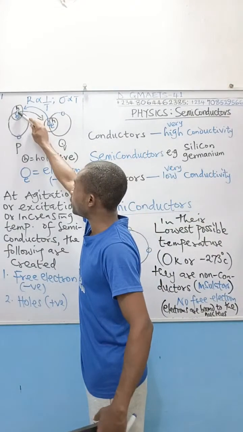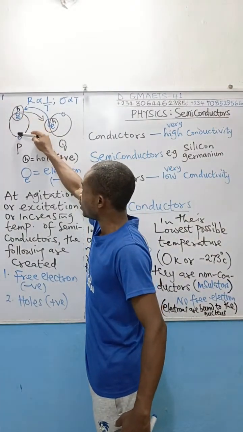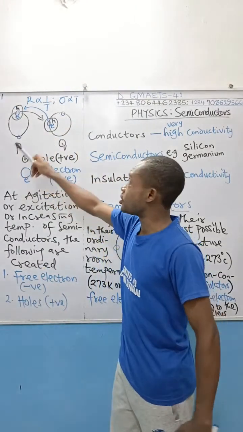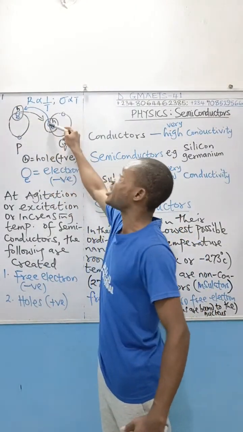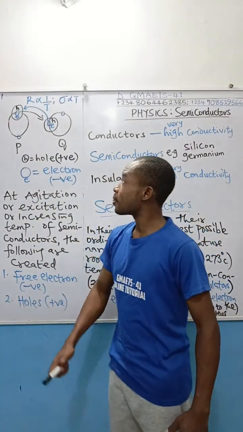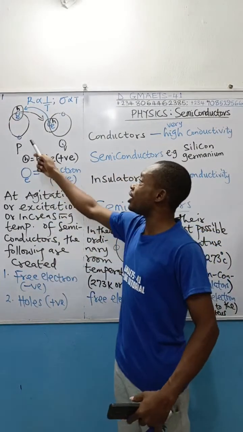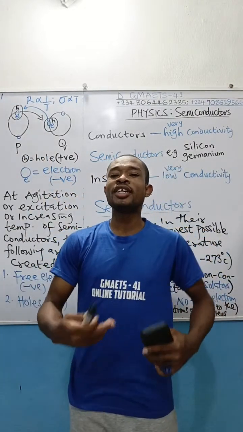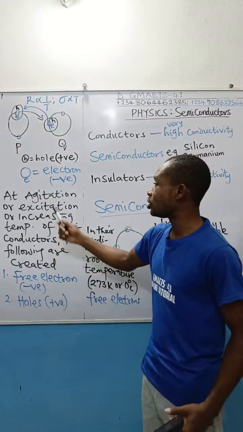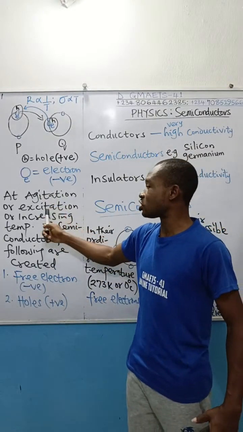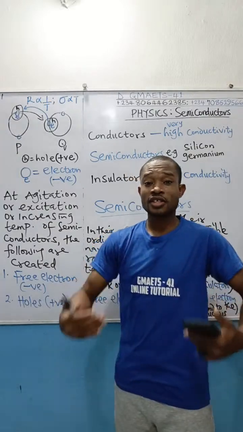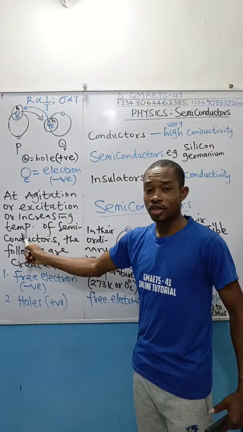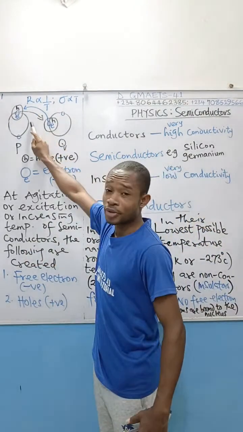Then this blue shade of circle here, this one, and this one, they represent electrons. So I have 2 electrons. I just decided to use 2 electrons, okay? Then I said that when you heat these semiconductors, P and Q, they represent semiconductors, by increasing their temperature, that process is known as agitation or excitation. You agitate them or you excite them by increasing temperature of the semiconductor. Something is going to happen here.